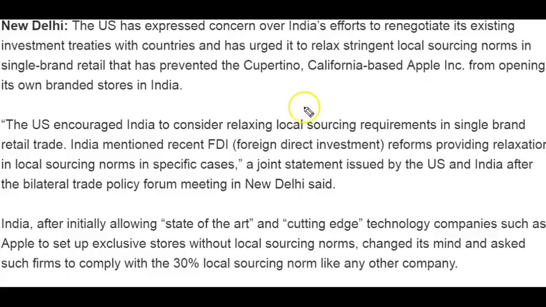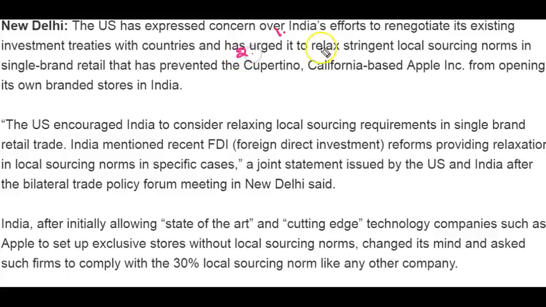As you might know, India signed bilateral investment treaties with more than 72 countries. At present, we are developing a model bilateral investment treaty. After that, we are planning to renegotiate the investment treaties that we signed with more than 72 countries. US expressed its concerns over India's efforts to renegotiate the existing investment treaties with countries. So it's one of the areas raised by US.